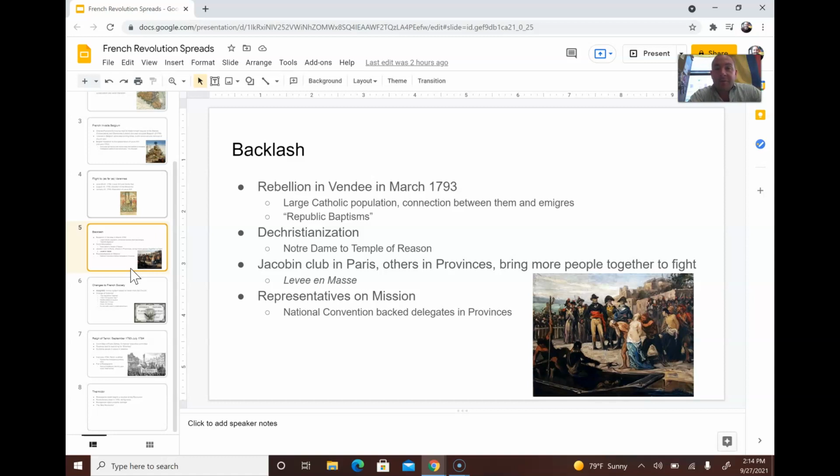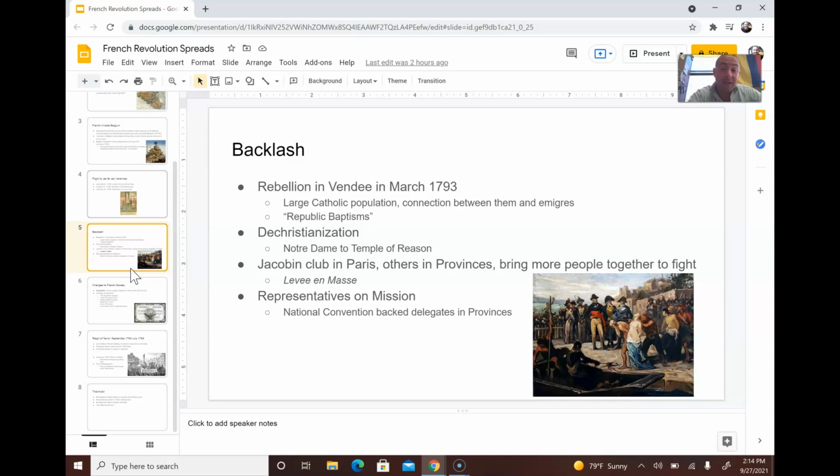So there's a large number of émigrés who leave from this region and go to places like Austria or Britain, and they start what are called Republican baptisms, where they basically take a whole bunch of people, largely Catholics, a lot of priests, tie them to a platform, and then just start putting rocks on it so that the platform sinks and drowns all of these people.